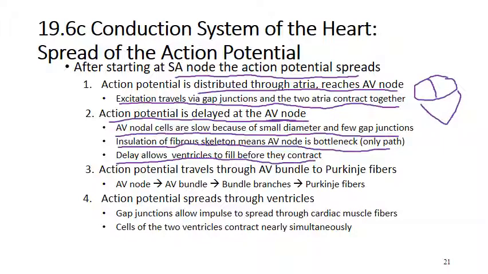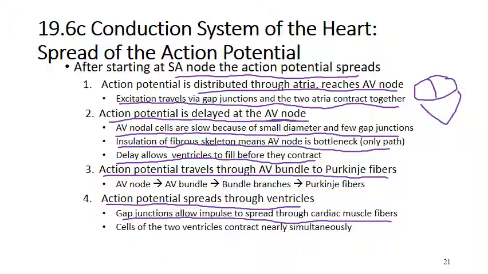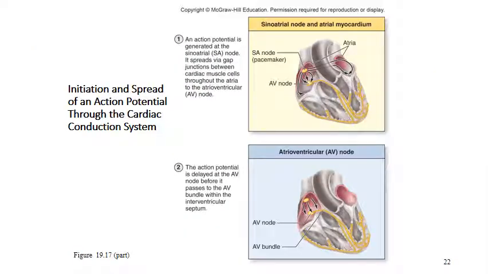Once the action potential has hung out at the AV node for a minute, it's going to travel through the AV bundle, or the bundle of His, to the Purkinje fibers. And then that action potential is just going to spread throughout the ventricles. The gap junctions allow the impulse to spread super quickly through the cardiac muscle fibers, and the cells of the two ventricles are going to contract basically at the same time. So we can see right here at the top, coming from the SA node to the AV node, it's going to take a little break, and then it's going to continue on down through the fibers in the bundle of His.